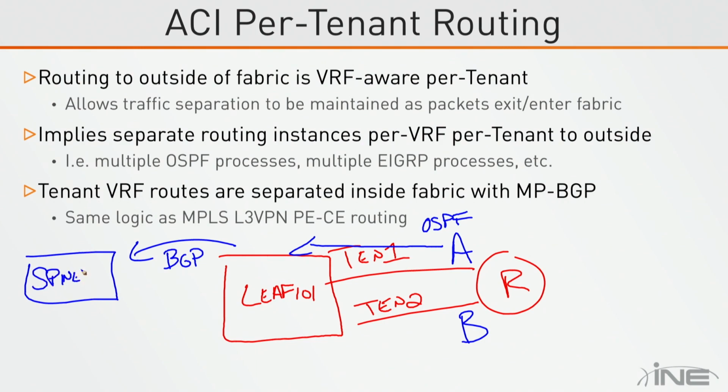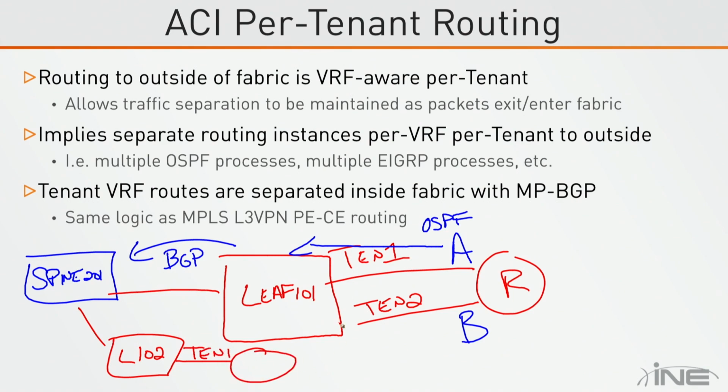Okay, so let's say, like in our case, we have spine 201, and then spine 201 is going to be connected down to one of the other remote leafs. So we have leaf 102, and let's say that on leaf 102 we also have tenant 1, where we're trying to connect to another layer 3 domain, etc. Basically, what's going to happen is that the routes get redistributed from the edge process.